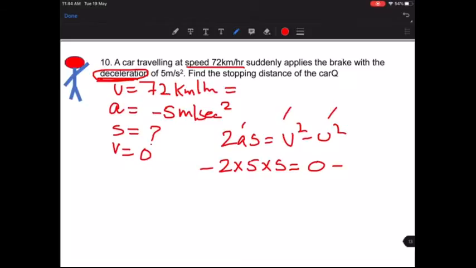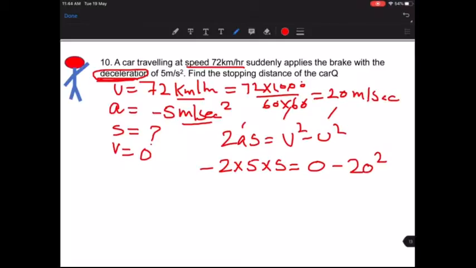I have to convert this 72 into meters per second. Why do I have to convert? Look at this. Acceleration is in meters per second square. That's why I have to convert this 72 kilometers per hour also into meters per second. So what you have to do is 72 into 1000 upon 60 into 60. If you solve it, you will be getting 20 meters per second. Now this 20 you have to substitute here. So units are very important. You have to take care of the units.